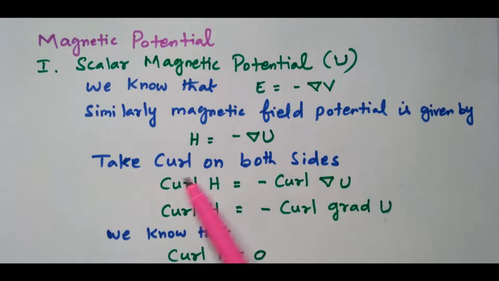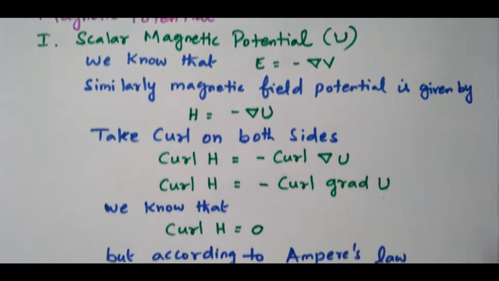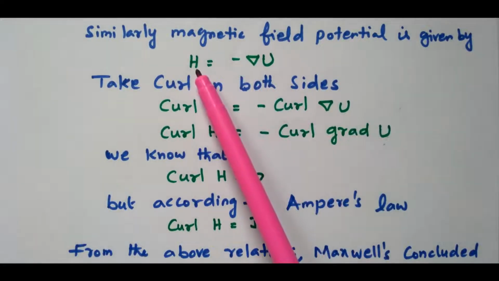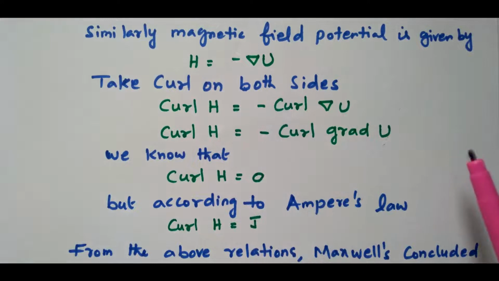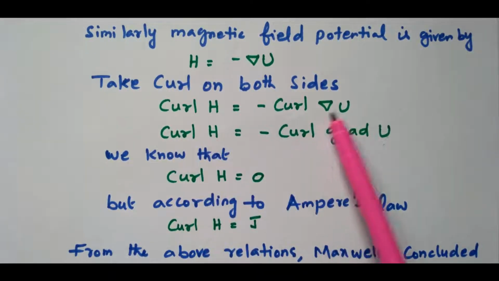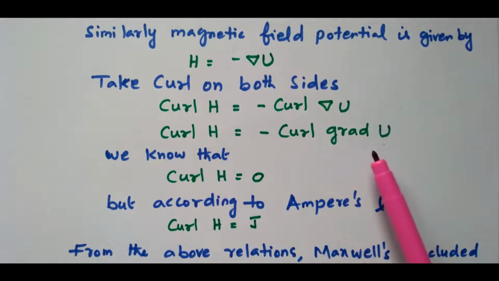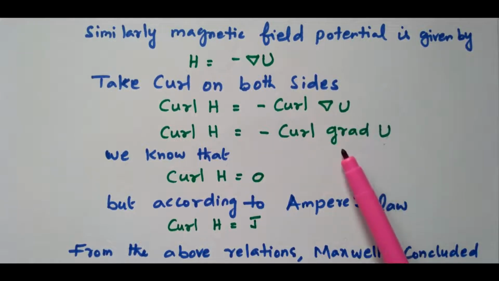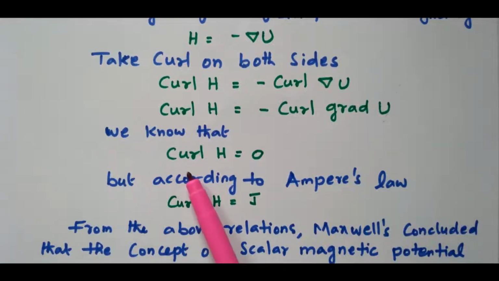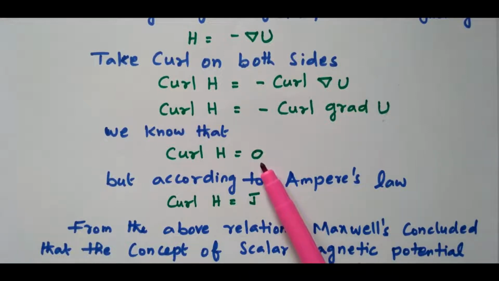Now take curl on both sides. While taking curl, what will happen? Curl H equal to minus curl of del U, right? This del U is nothing but gradient U, so del U can be replaced by gradient U. But we know that curl of H equal to 0.